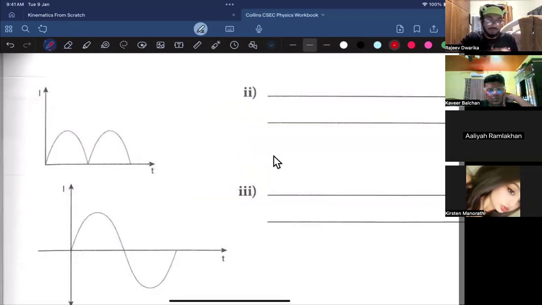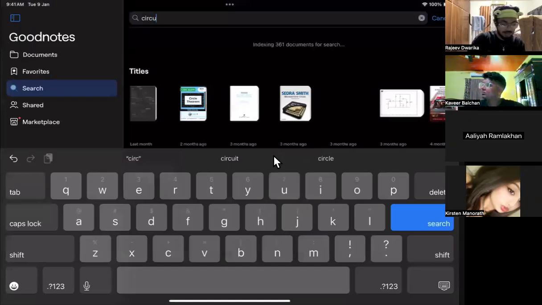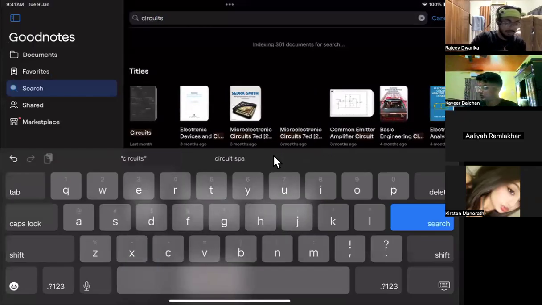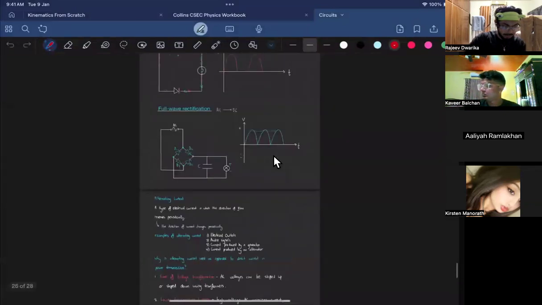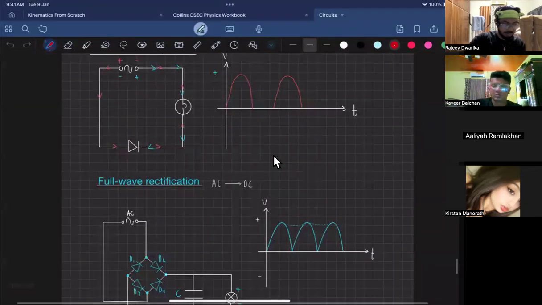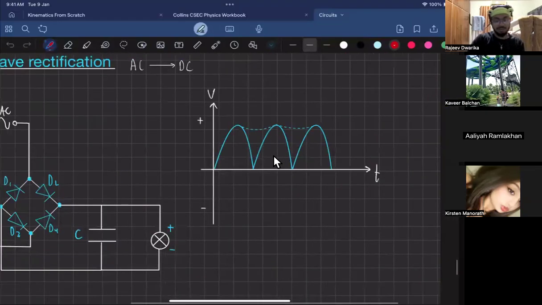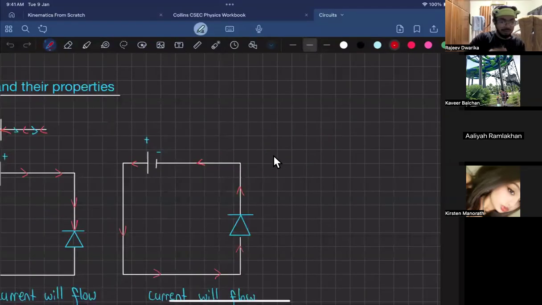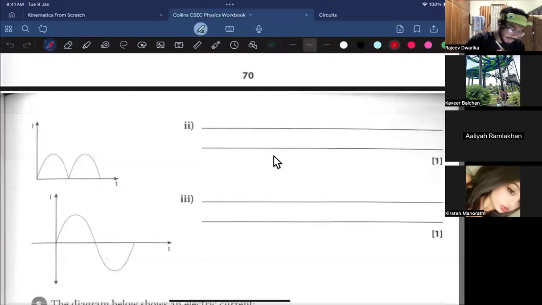If you look at the output of a rectifier, this is what it would look like without capacitors. We would have done this in circuits. I'll check all the notes if you want, but I know we did this. So this was half wave rectification, and this was full wave rectification. So this is rectified current. That's what it is.